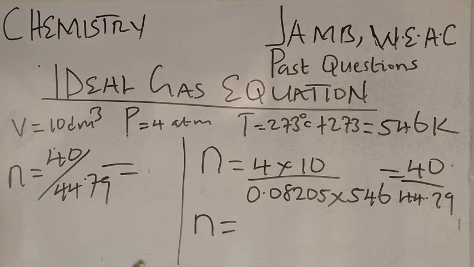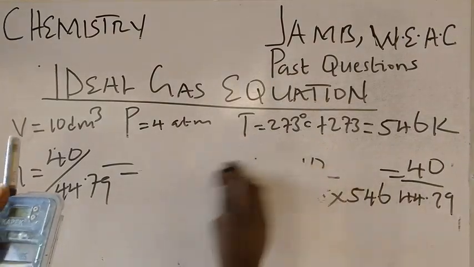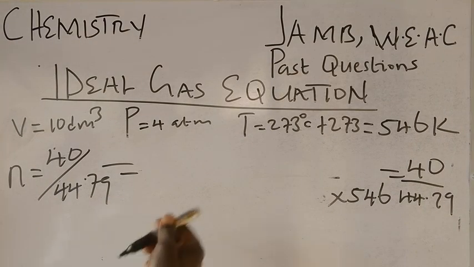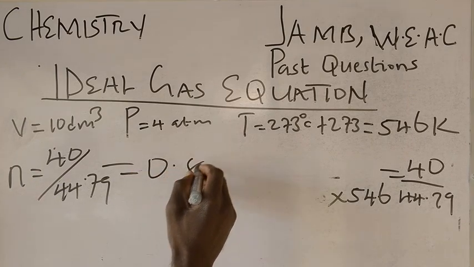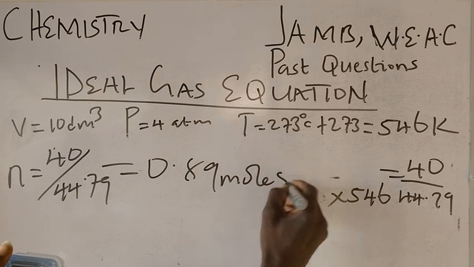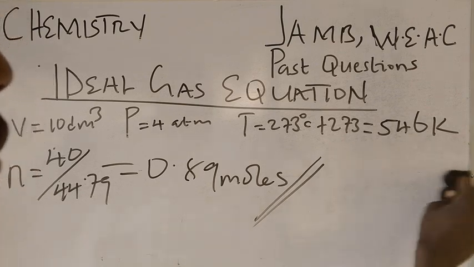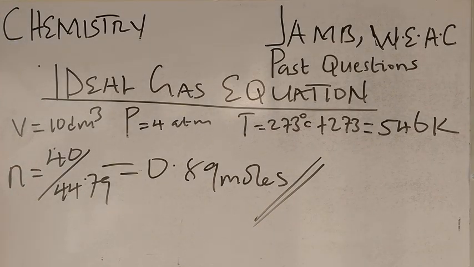Let's do that together. 40 divided by 44.79. So our last answer is 0.89 moles. That's our final answer. So that's how simple the ideal gas equation is.